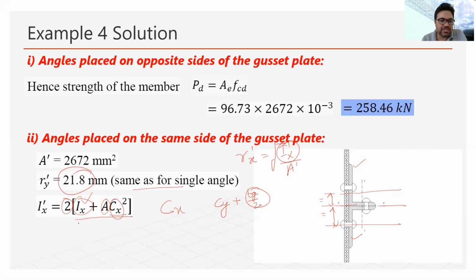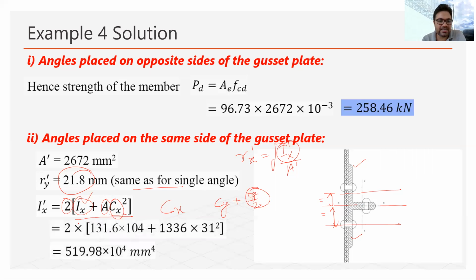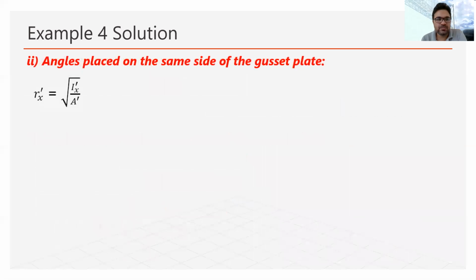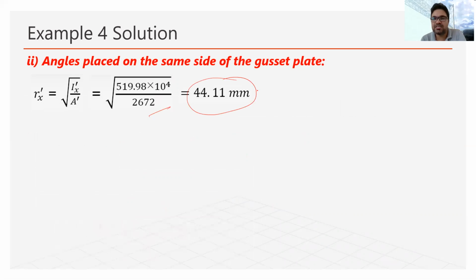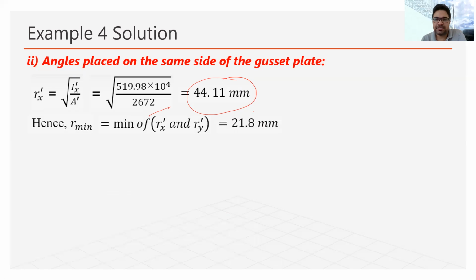So putting all the values in the formula, we find Ix dash as 519.98 into 10 raised to power 4. So all the values we have found. Now we will find Rx dash using the relation, and 44.11 is the radius of gyration along the x axis of the whole assembly. So Ryy was 21 and Rx is 44. So R minimum in this case will be 21.8. So that is our R minimum.